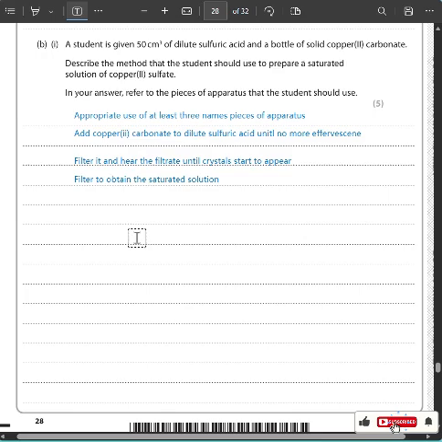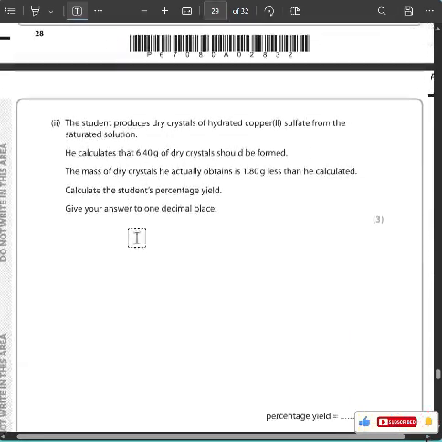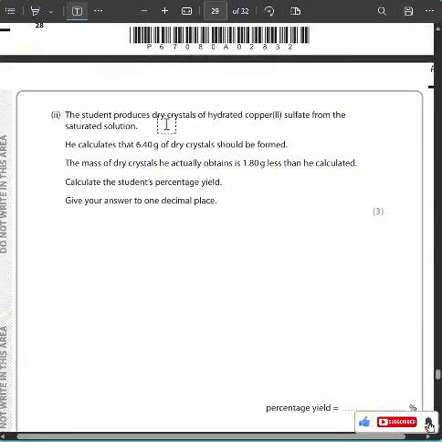Okay. The student produces dry crystals of hydrated copper sulfate from the saturated solution. He calculates that 6.40 g of dry crystals should be formed. The mass of crystals he actually obtained is 1.8 g less than he calculated. Calculate the student's percentage yield. Give your answer to one decimal place.